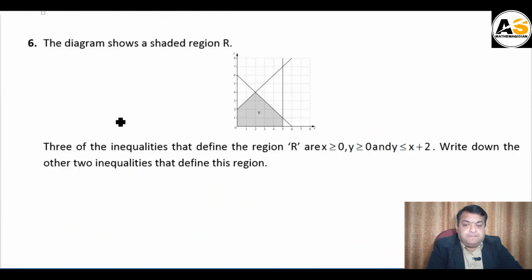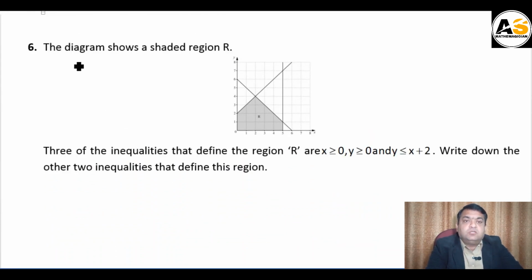Question number 6. The diagram shows a shaded region R. This is the shaded region R. This is basically a pentagon, 5 sides. 3 of the inequalities that define the region are x is greater than or equal to 0, y is greater than or equal to 0 and y is less than x plus 2. Write down the other two inequalities. Dear student, please focus on this.